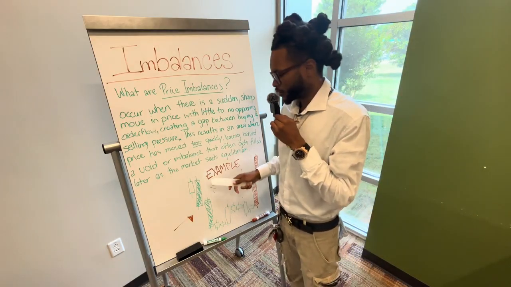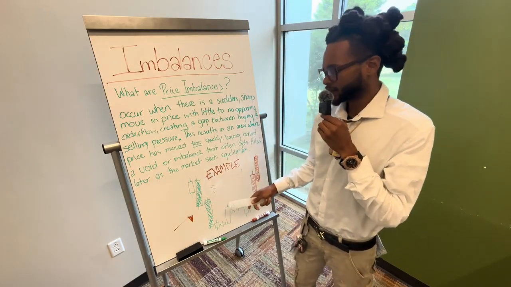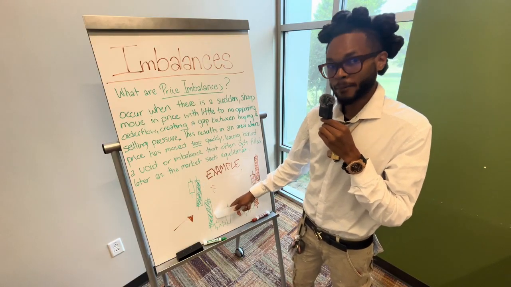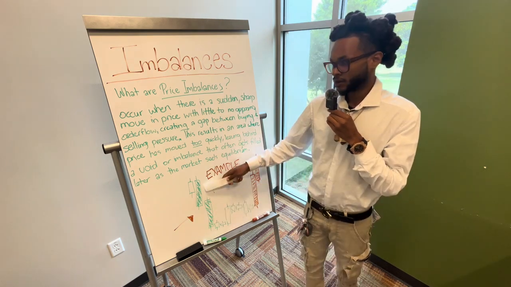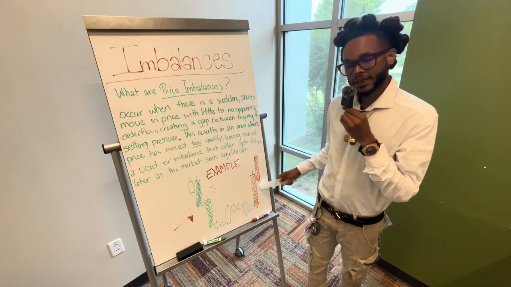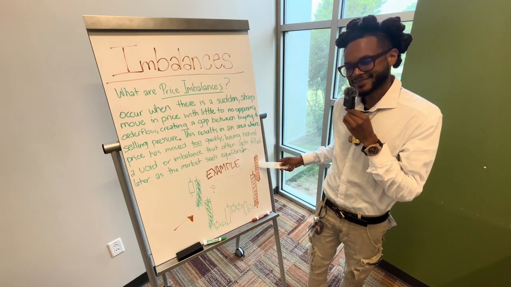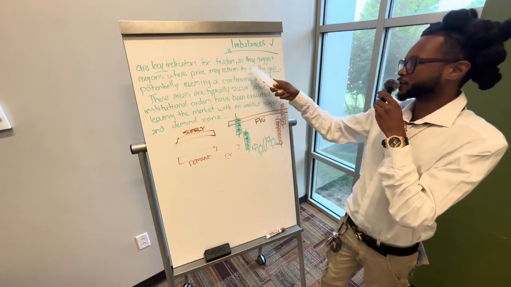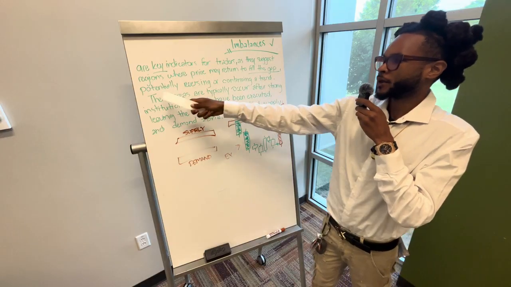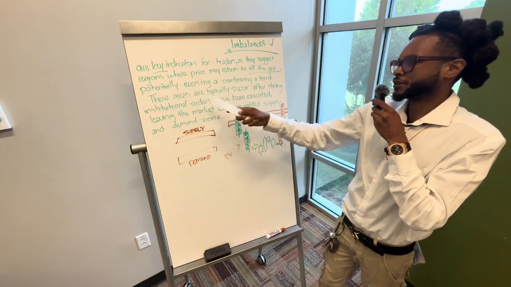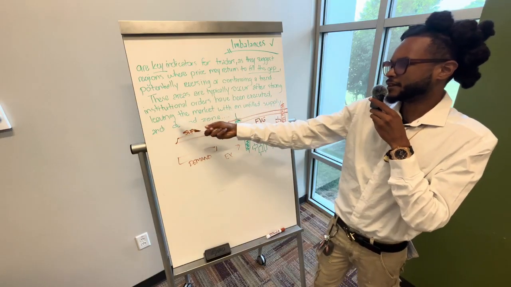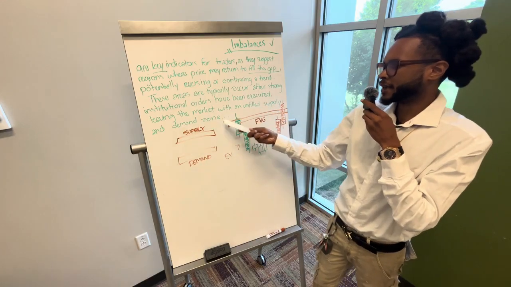Usually in the market, a typical imbalance will be an impulsive move to the downside, indicating 2 sharp, long wick candlesticks. This will be an indication of a bearish imbalance, and this will be an indication of a bullish imbalance. Imbalances are key indicators for traders, as they suggest regions where price may return to fill the gap, potentially reversing or continuing a trend. These areas typically occur after a strong institutional order has been executed, leaving the market with an unfilled supply and demand zone.